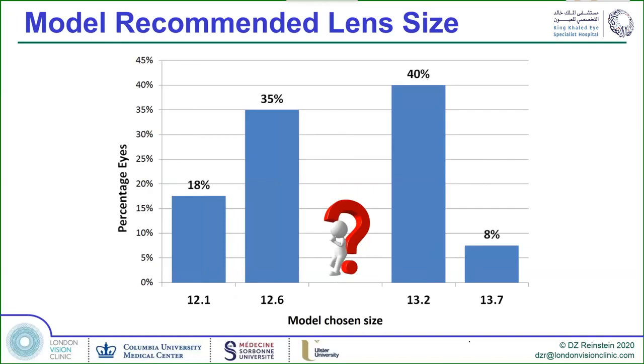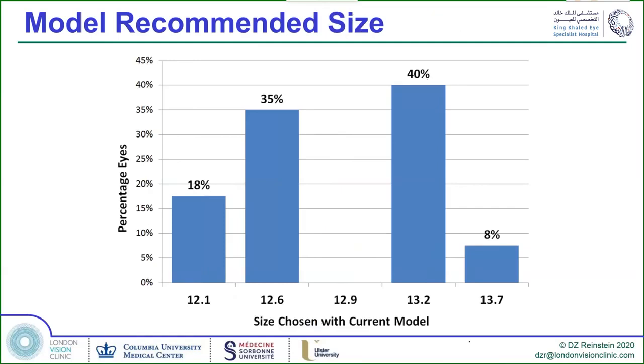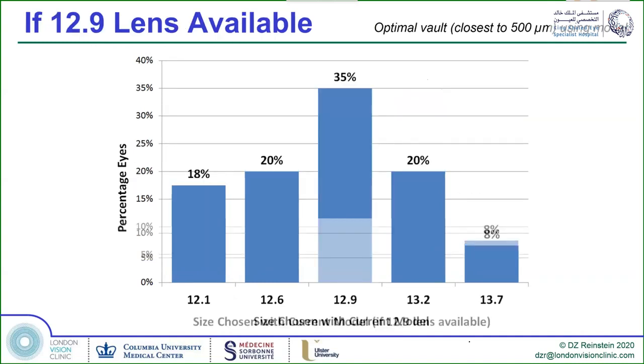And what size would that be? Well, I don't know, but let's just put it in the middle between 12.6 and 13.2. That would be 12.9. And then we ask ourselves, if a 12.9 had been available, how often would we have chosen it in these eyes? And the answer was 35% of the time we would have chosen a 12.9. And notice how now the distribution is fairly symmetrical. So perhaps the predictability of the ICL will be even better if we were provided with a size that was closer to 12.9 than 13.2 and 12.6.